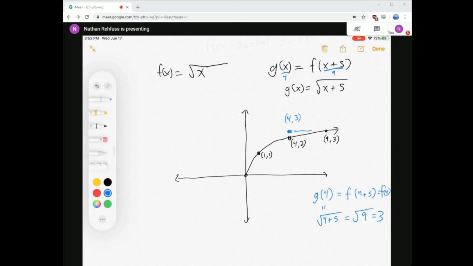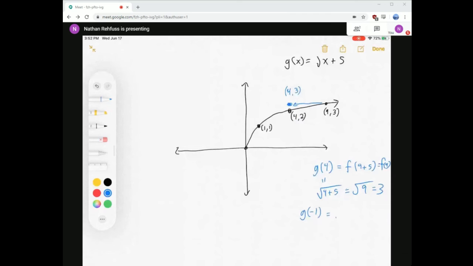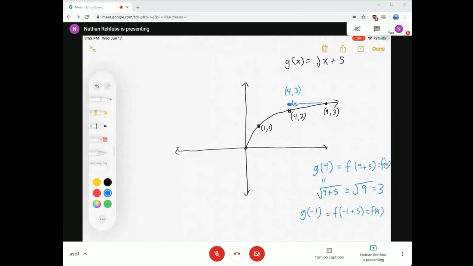So it's like this point has moved to here. Adding 5 has moved us left. If I did g of negative 1, that would be the same as f of negative 1 plus 5, which is f of 4. We know that f of 4 is 2, so g of negative 1 also has to be 2.